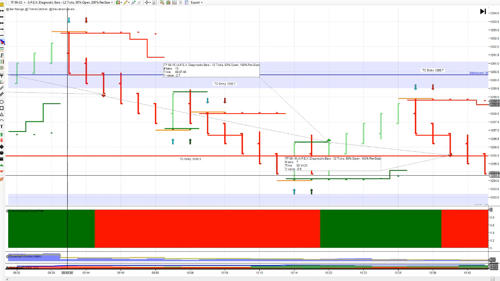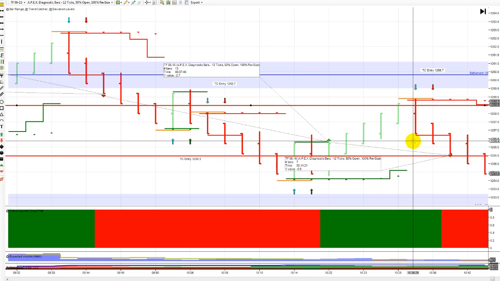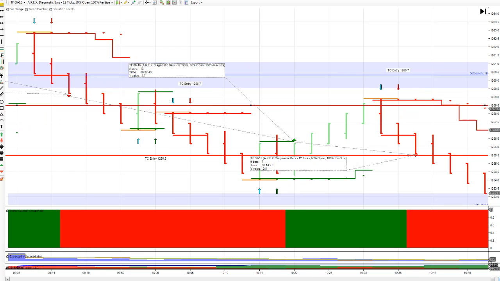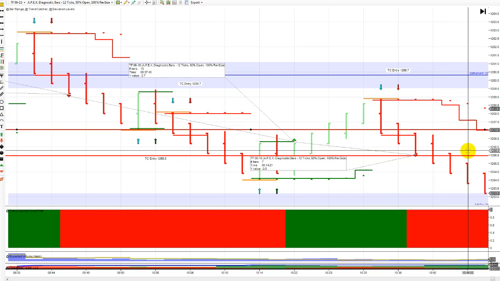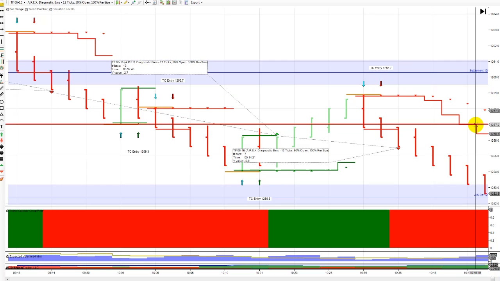Going on down, we're short. There, we're moving it down here. Okay, now we're getting to move down a little bit more. That's good, with the trend catcher line. Down again.